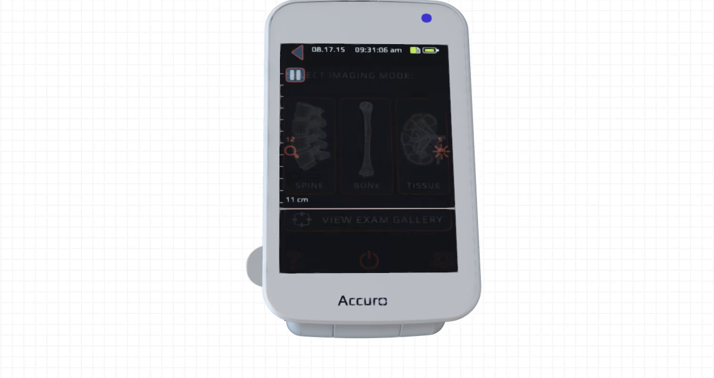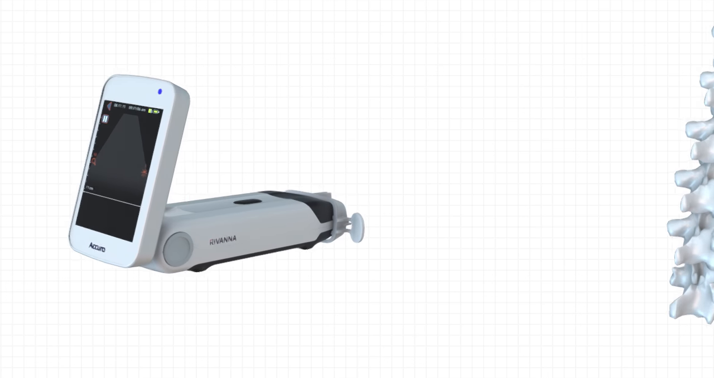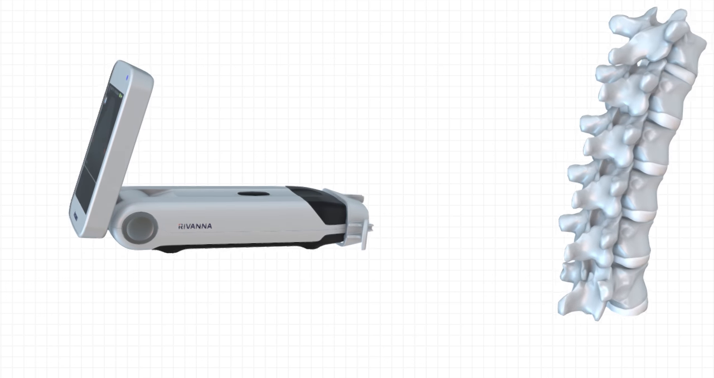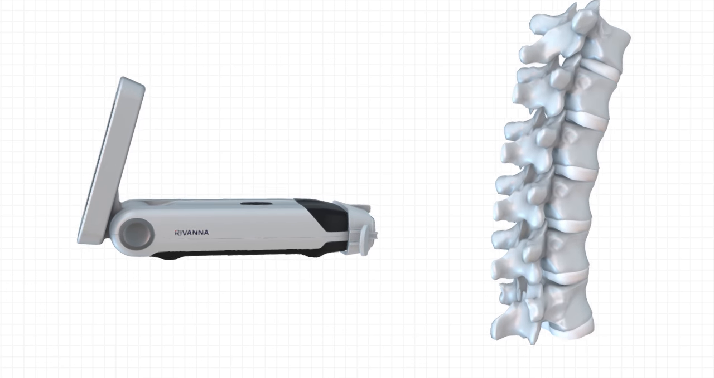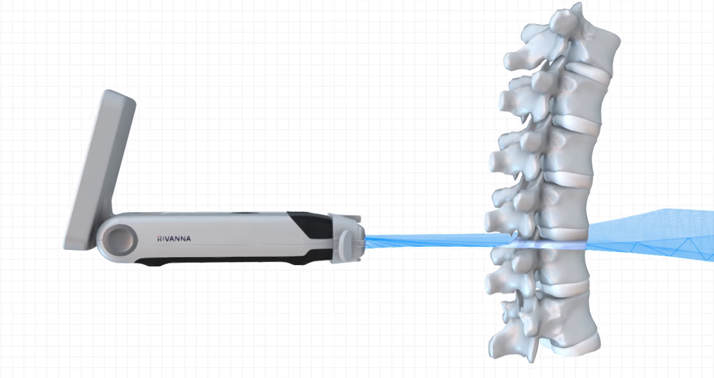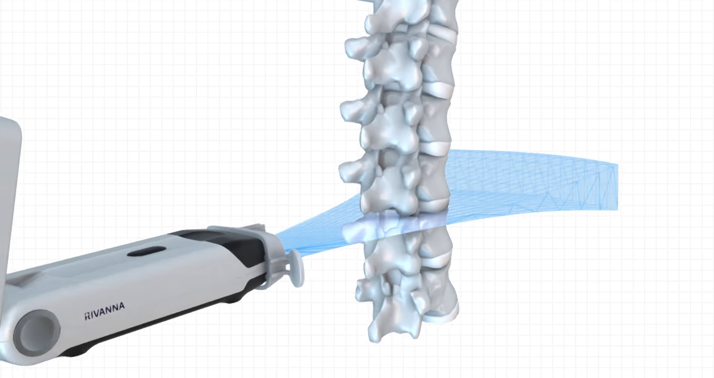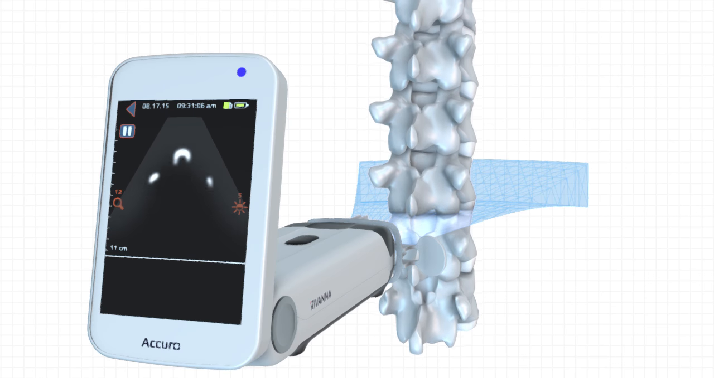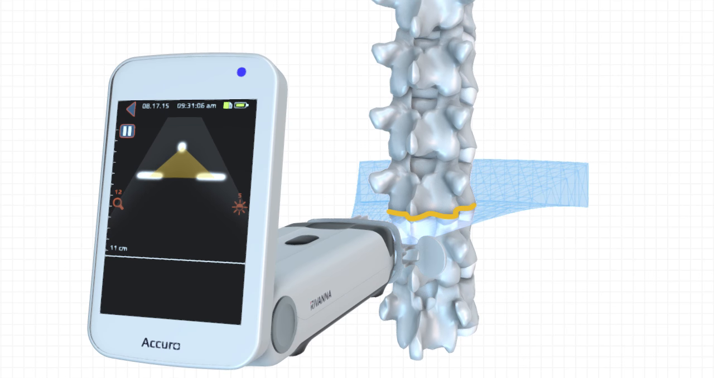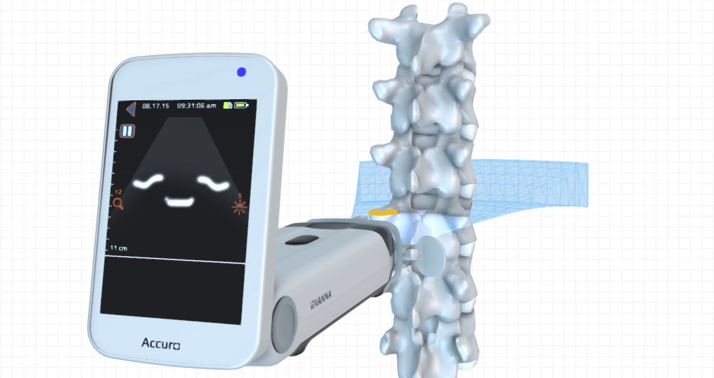First, orient yourself with the ultrasound scan plane and how it intersects the spine anatomy when imaging in the transverse orientation. As the Accuro is scanned along the spine, the ultrasound beam will intersect alternating spinous processes and interlaminar spaces. The spinous process may be identified by the dark triangular shadow that it casts within the ultrasound image, and the interlaminar space by its U-shaped bone structure.